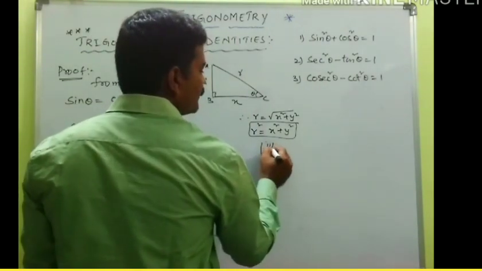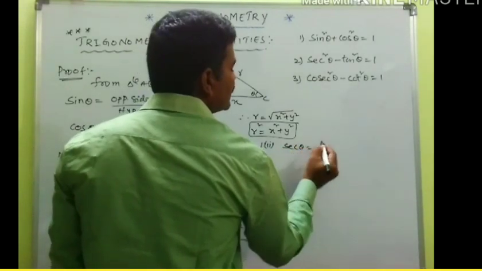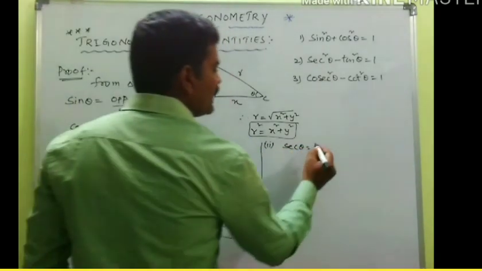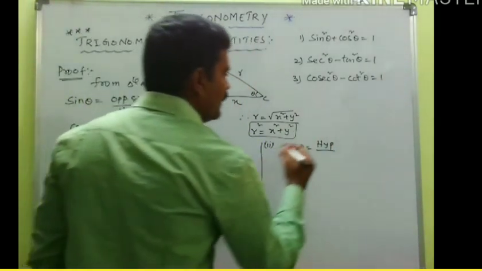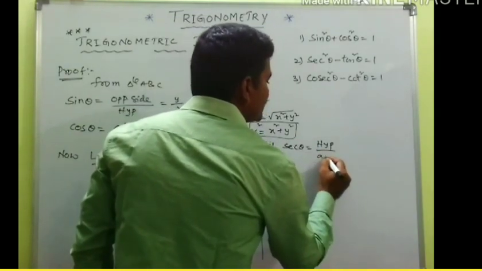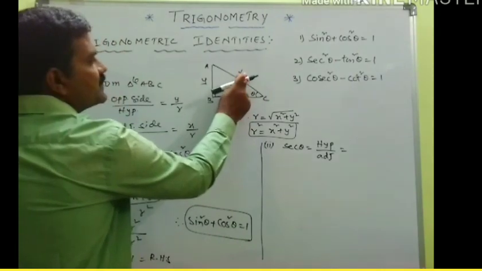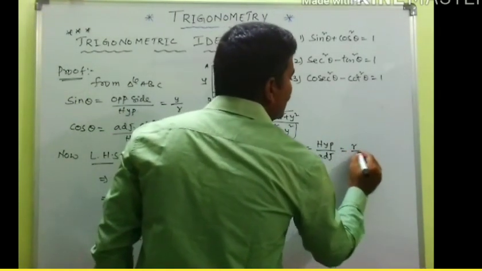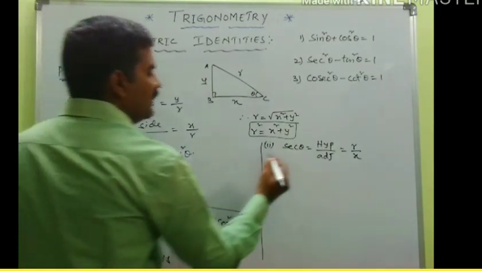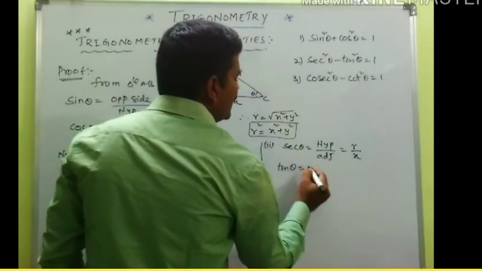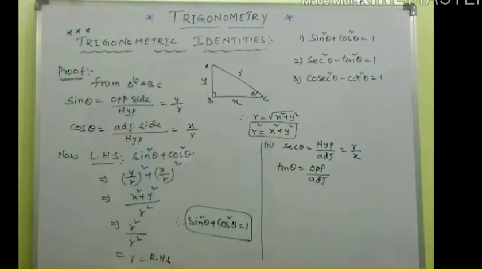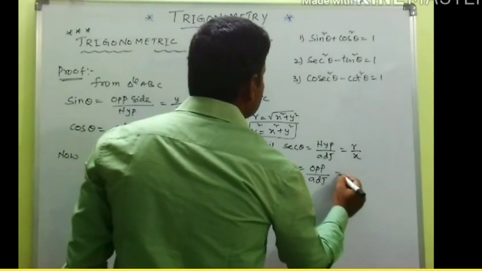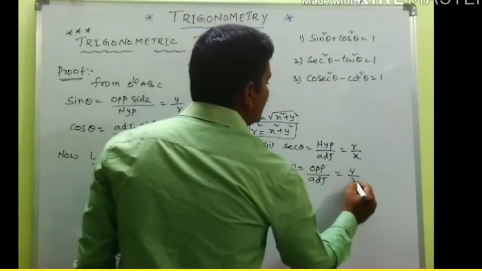Now, second proof. First of all, secant theta. What is secant theta? Hypotenuse by adjacent. You must learn these formulas we discussed in the last class. So hypotenuse is R and adjacent is X, R by X. Fine. And tan theta is nothing but opposite side by adjacent side, so opposite is Y by X.